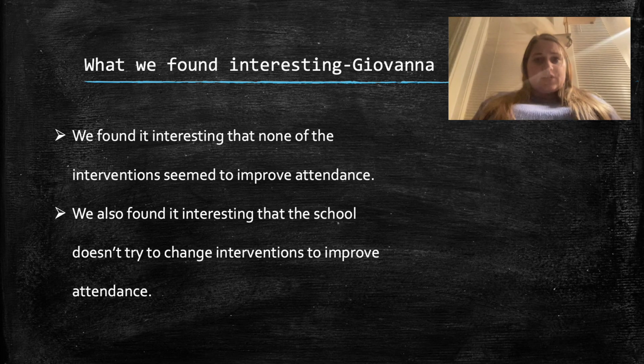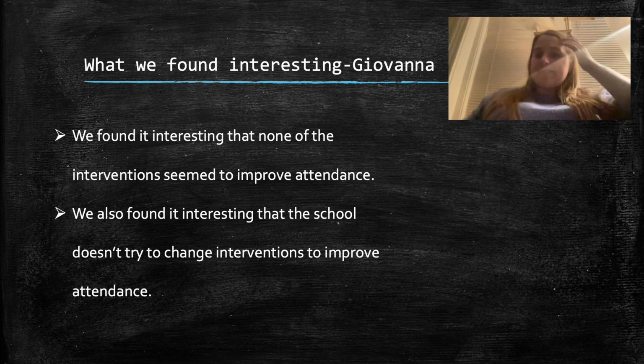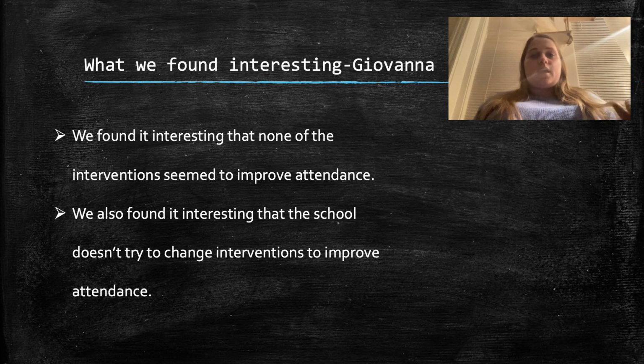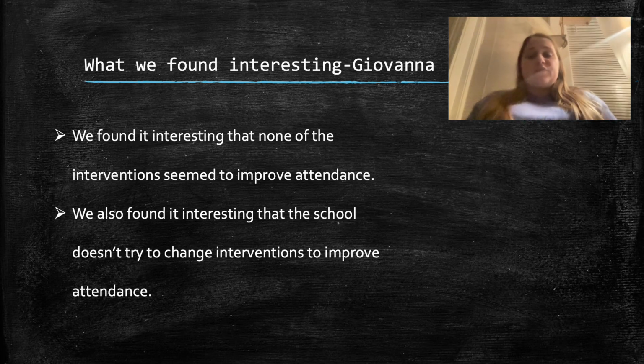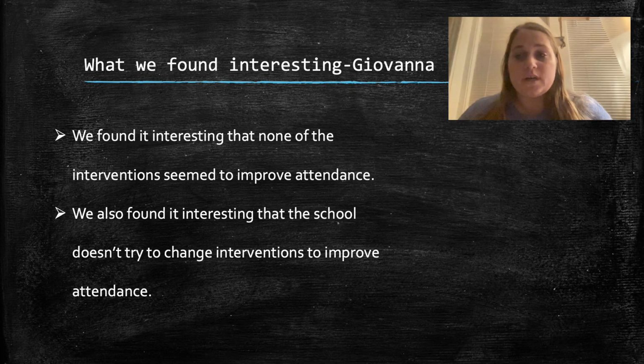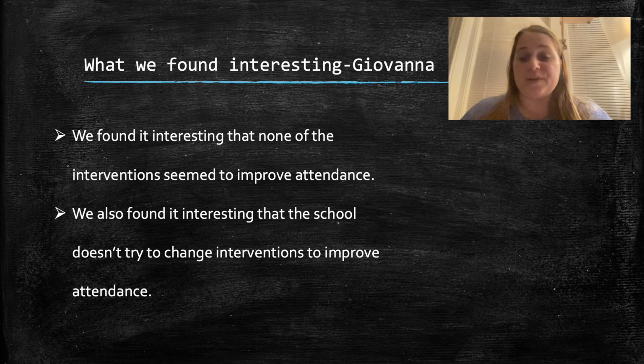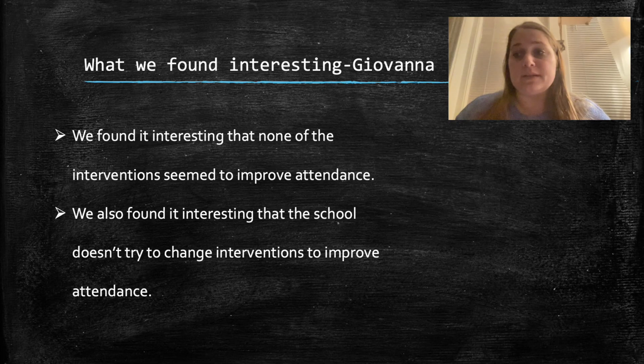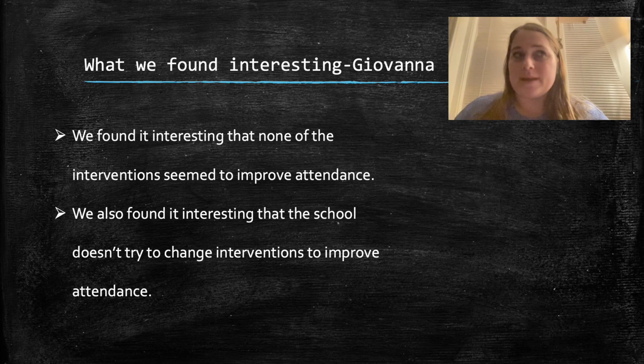What my group found interesting was that none of the interventions seemed to improve attendance. If we did an intervention in the beginning of the school year, it didn't seem to make it worse, but it didn't seem to make it better either. And then when they put interventions in the second half of the school year, it didn't seem to do anything, but putting it in the beginning of the school year seemed to at least be the best option.